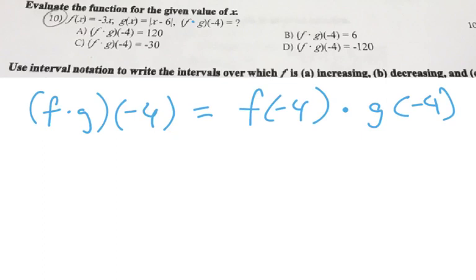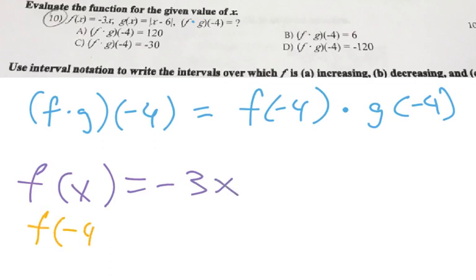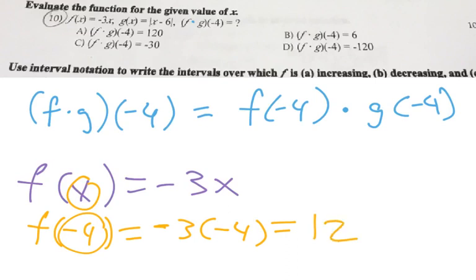Now, how do you solve for f of negative 4? Okay, and that's where you're having a problem. So we know f of x equals negative 3x, right? And they're asking you to solve for f of negative 4. So you replace x with negative 4. So this is negative 3 times negative 4, which is 12. So this is 12.